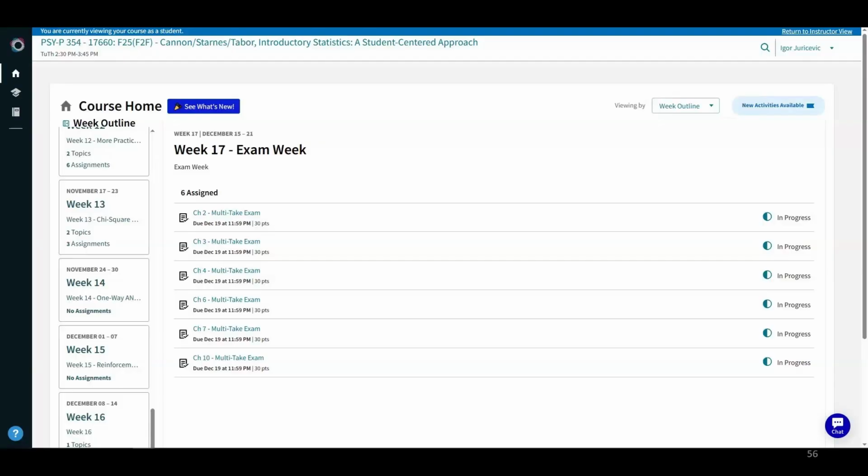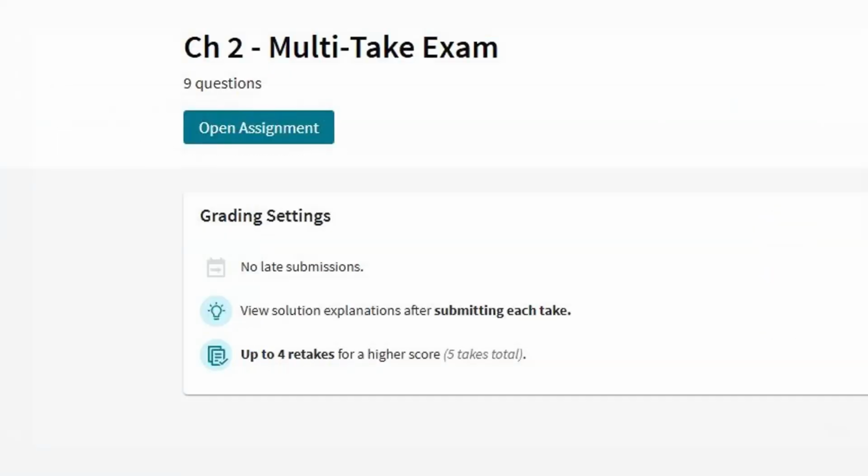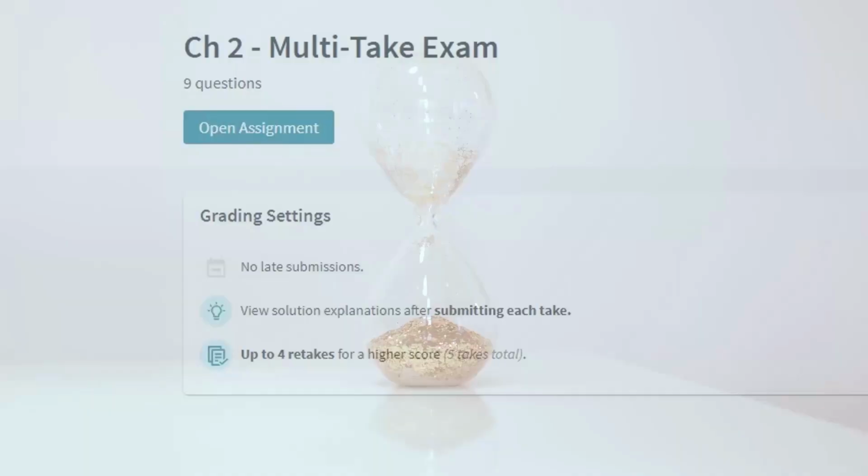All right, and then these are multi-take exams. No late submissions. They're due on the final day of exams, but you get up to 4 retakes for this. So if you think you're ready and you find out you're not, which oftentimes happens, no biggie. You got 4 more, you can do it 4 more times, so it's not that big a deal.